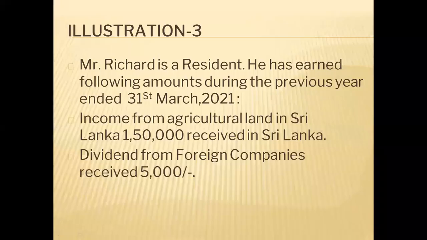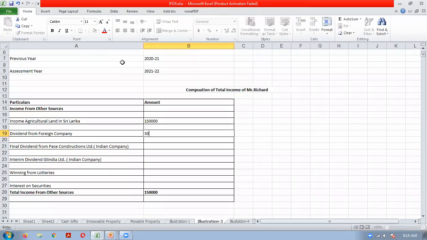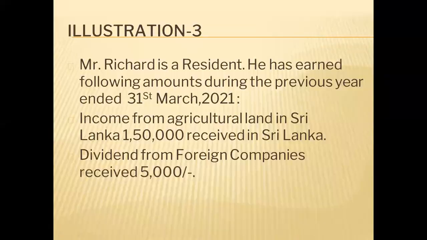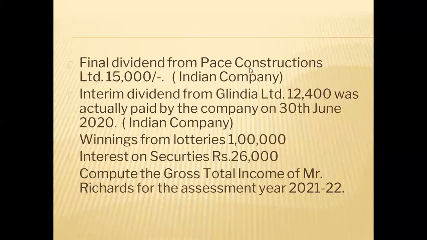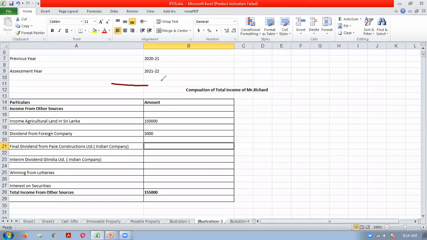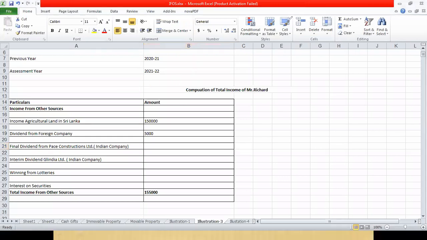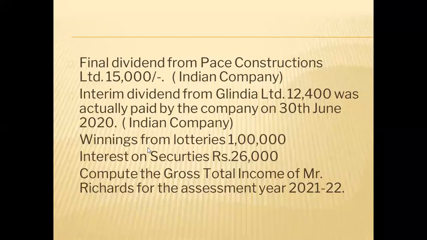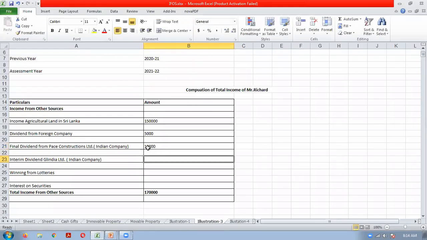Dividend from foreign company, 5,000. Final dividend from Pace Construction, an Indian company, 15,000. With effect from assessment year 21-22, dividend from an Indian company is fully taxable. 15,000.